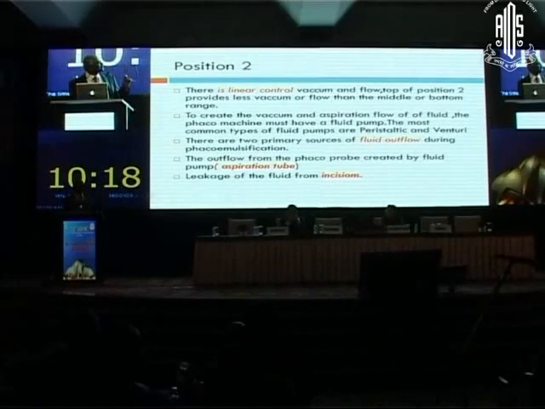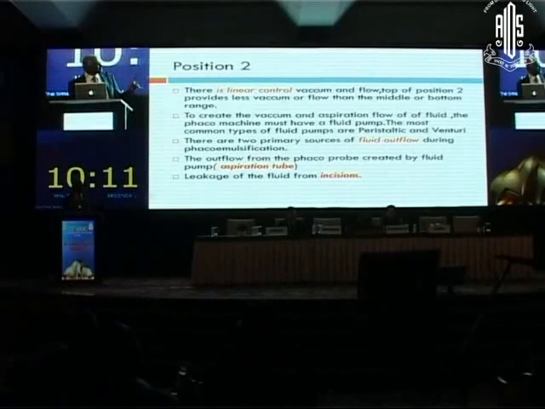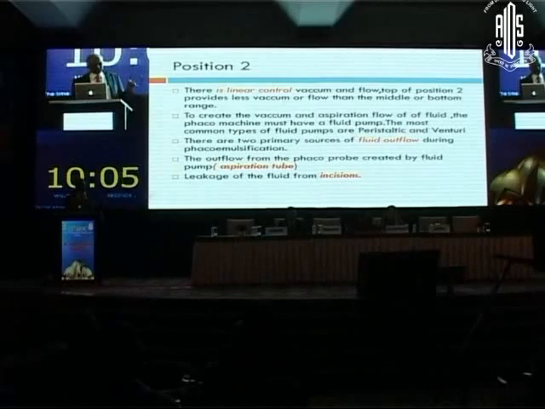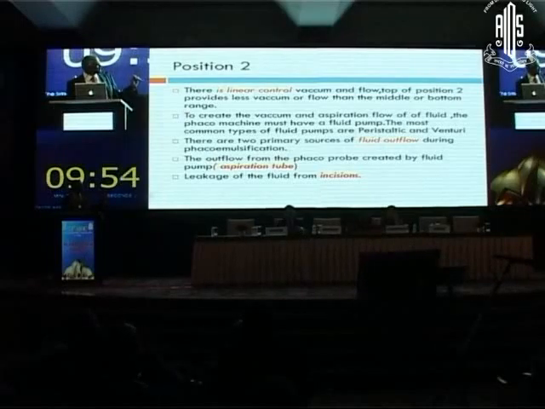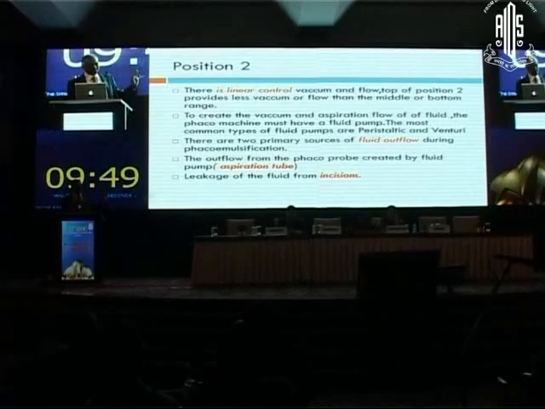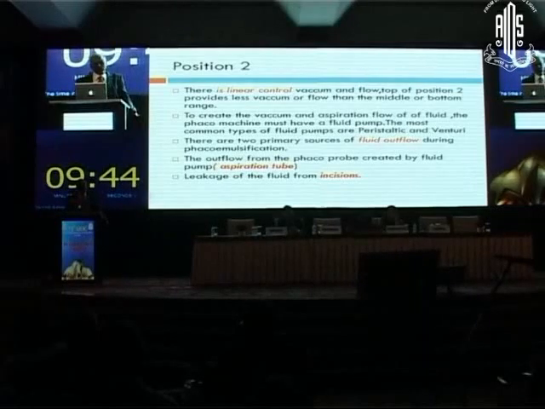To create the vacuum and the aspiration flow of the fluid, the phaco machine must have a fluid pump. It is very, very important, and the most common types of fluid pumps are peristaltic and venturi. Other pumps are not useful for phacoemulsification. Now there are 2 primary sources of fluid outflow during phacoemulsification: the outflow from the phaco probe created by the fluid pump, that is, the aspiration tubing, and secondly leakage of fluid from the incision. Because of these 2, the fluid goes outside.